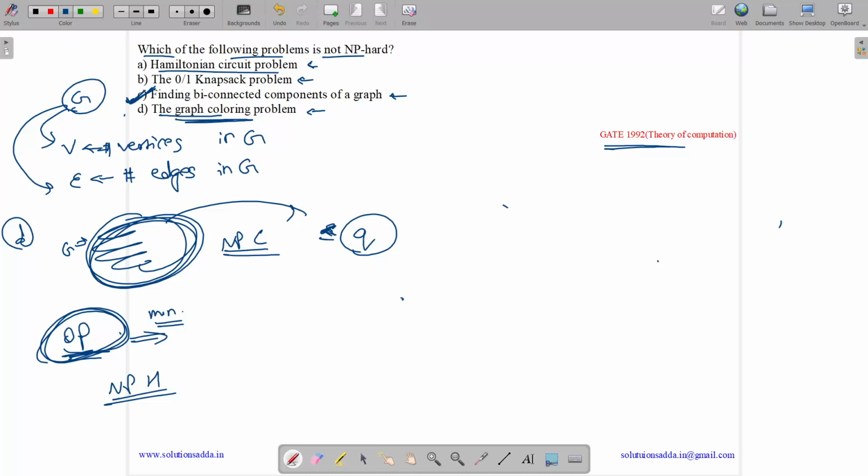Option C is only polynomial time solvable and not NP-hard, as it is based on DFS and can be done in order of V plus E time, where V is the number of vertices and E is the number of edges in a graph G. So the answer is option C.